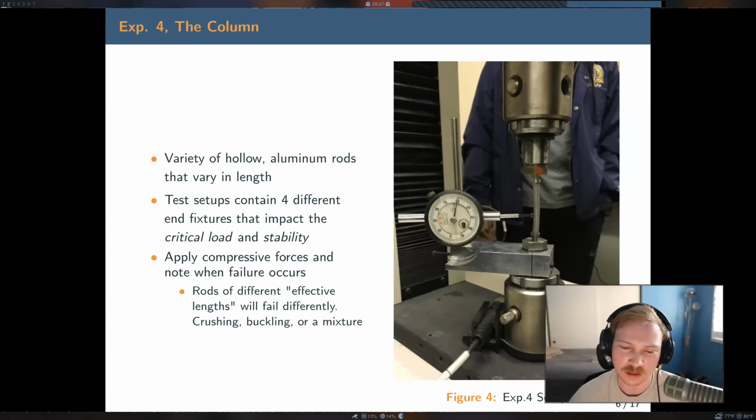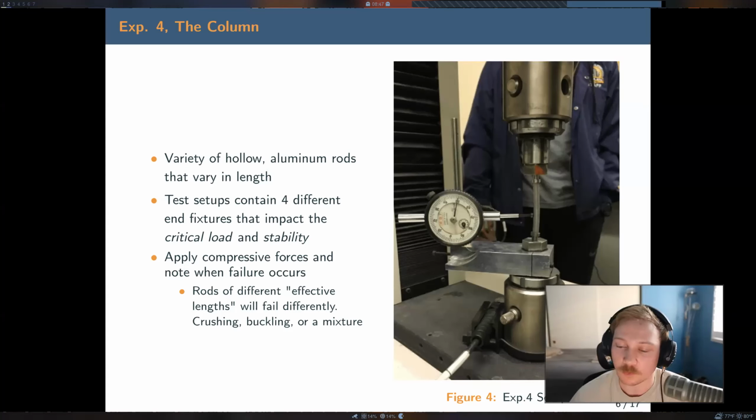Anyways, I don't want to talk about it in too much depth, but for this experiment, we have a variety of hollow aluminum rods, and they vary in length from, I think, 1 inch to 12 inches. And with that, we have different fixtures on our machine, so it'll be either pin-pin, pin-fix, or fix-fix. We'll talk about that once we get to it.